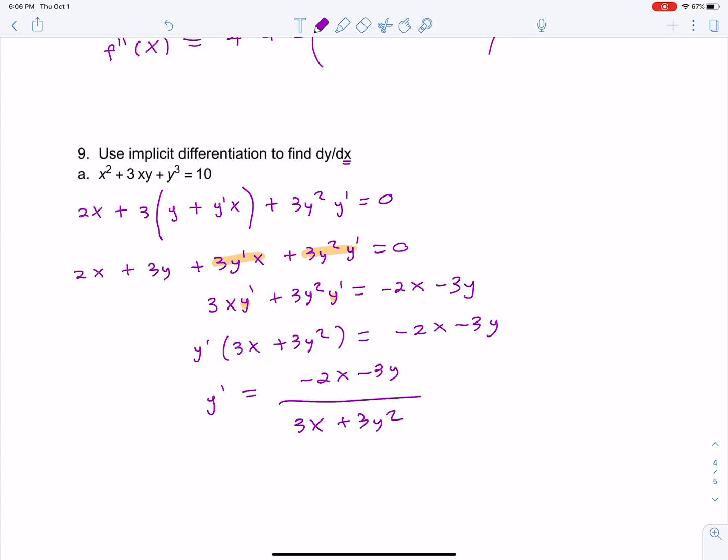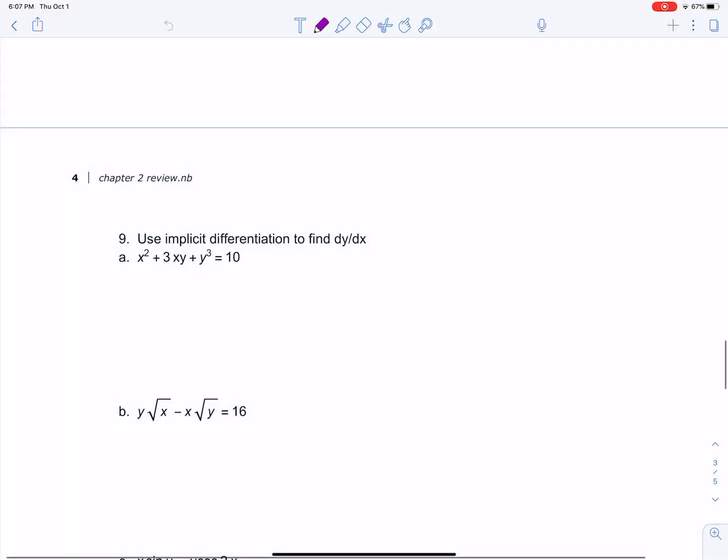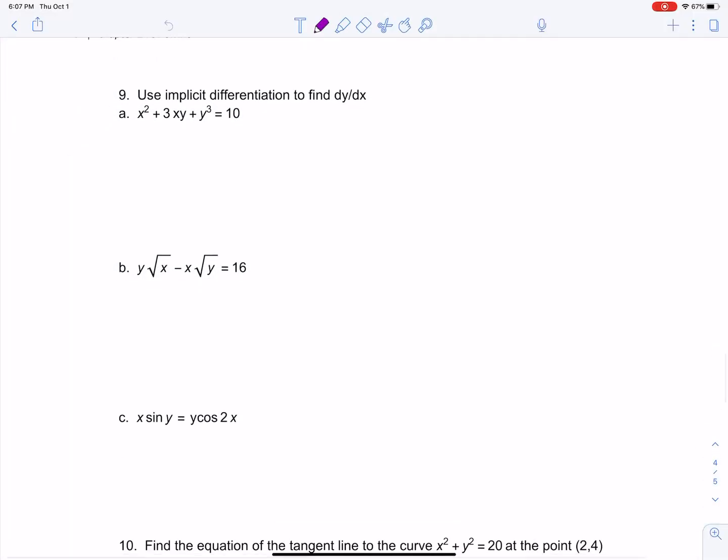let's see here. Let's move on to the next one. I'm just going to check something real quickly. Okay, let's move on to the next one. What do we got? Let's look at letter B. I'm going to do B and C, and those will be the last two for this one.